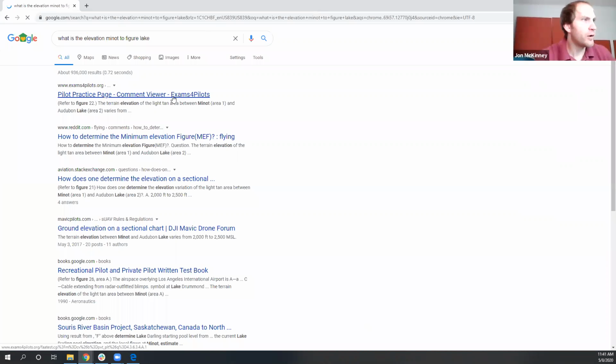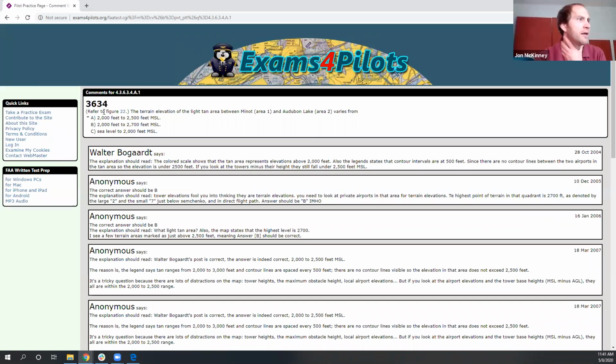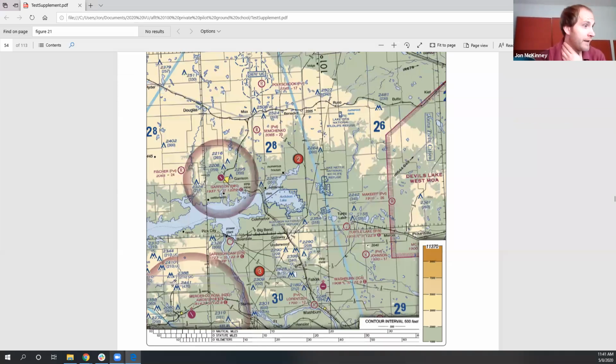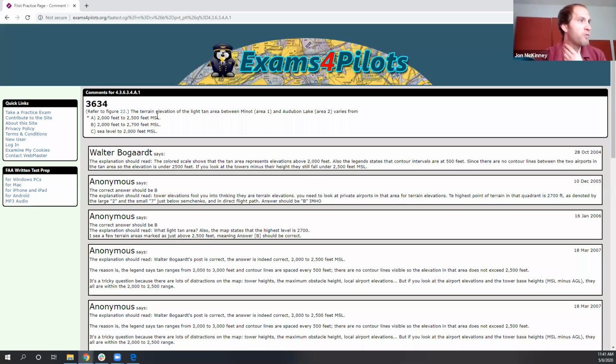So it looks like I tried to type in the same thing, and I'm getting a question that says, refer to figure 22, but at the same time, we think it's actually called figure 21 now. The FAA has updated their database. And we're going to refer to that figure, and it says the terrain elevation of the light tan area between Minot, Area 1, and Audubon Lake, Area 2, varies from, we have options of 2,000 to 2,500 MSL, we have 2,000 to 2,700 MSL, we have sea level to 2,000.